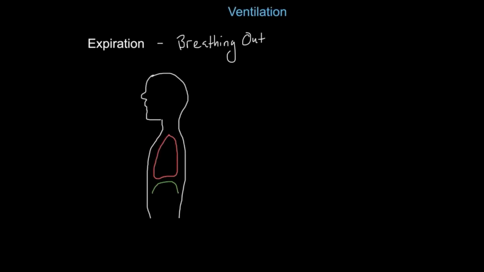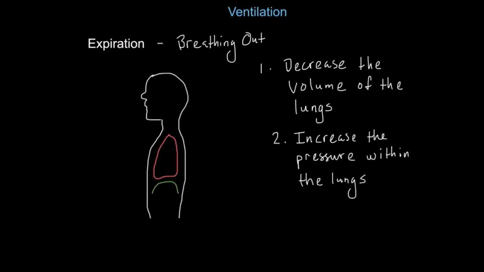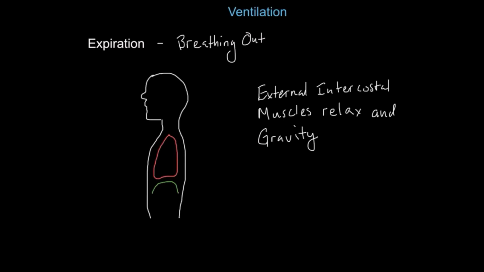Expiration is the process of breathing out. In order to breathe out, you must decrease the volume of the lungs, which increases the pressure within the lungs above 760 millimeters of mercury. In order to decrease the volume of the lungs, the external intercostal muscles relax and gravity pulls the rib cage down and in. Also, the diaphragm relaxes, allowing the lungs to return to their original shape.